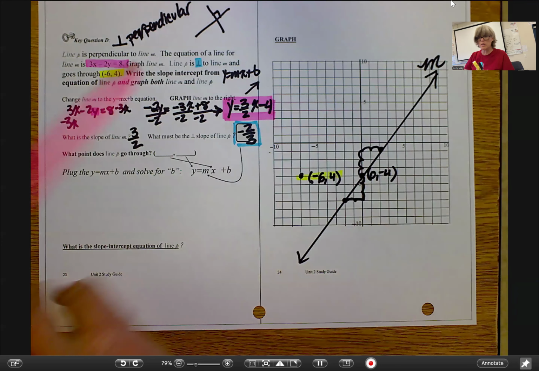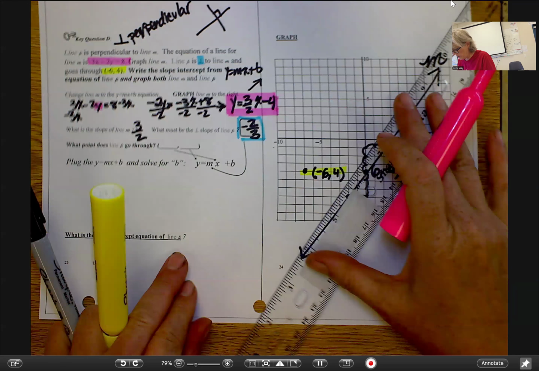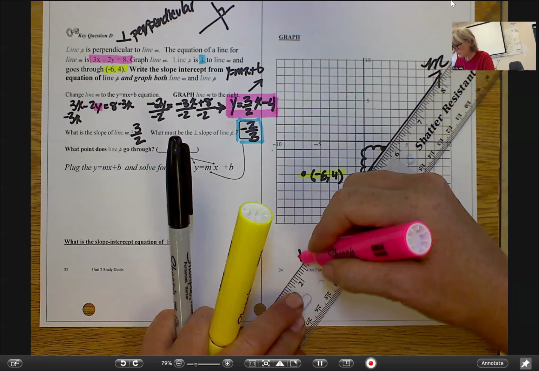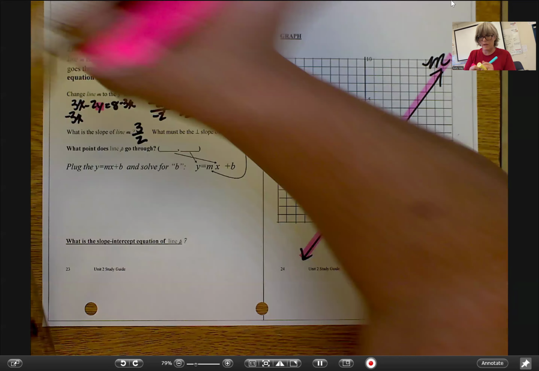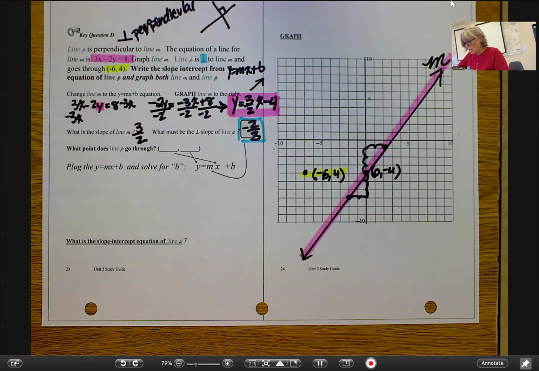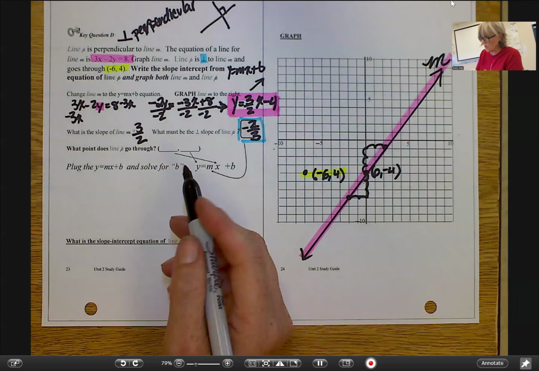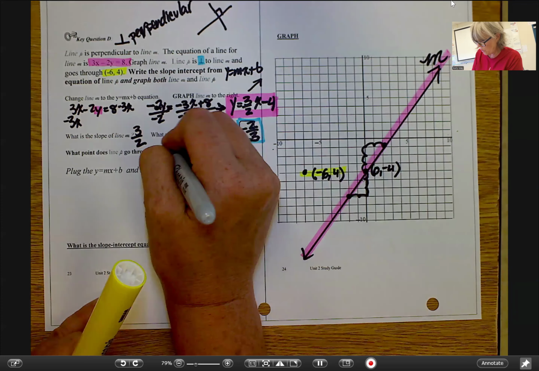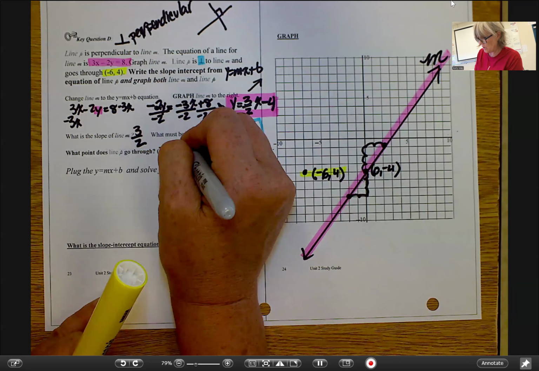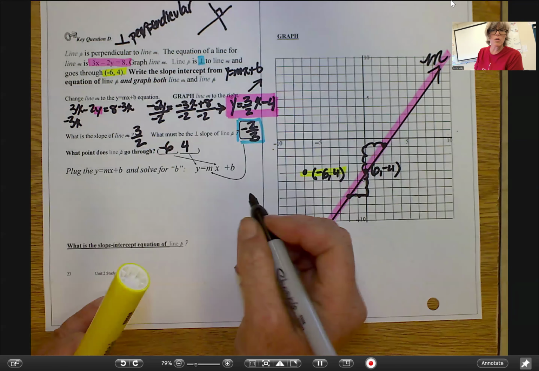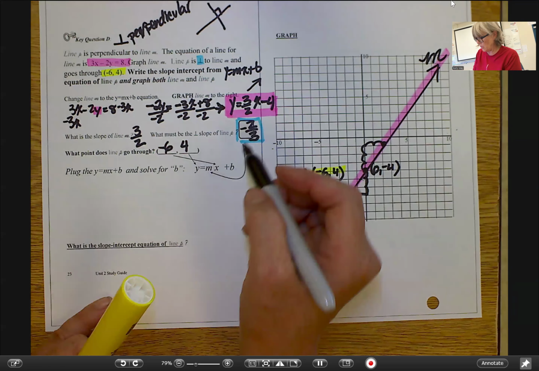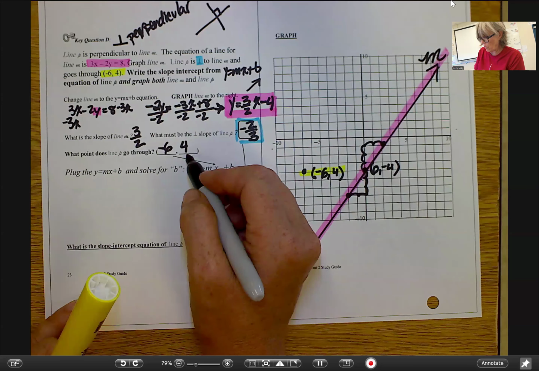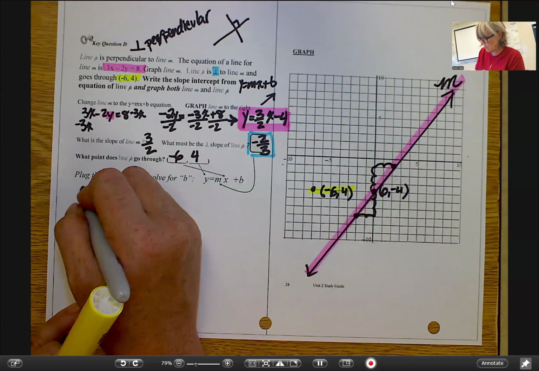So this is going to be our line M. So for P, we want it to have this slope and go through this point. So we're going to plug it into y equals mx plus b. Ready? Your y is going to be 4. See?